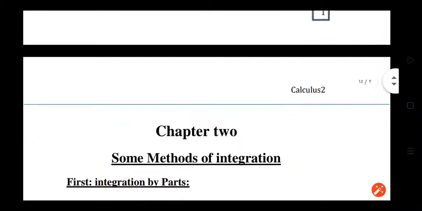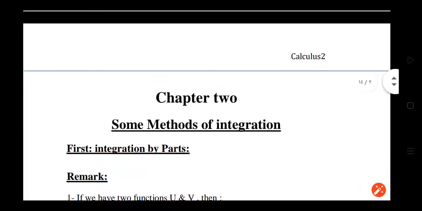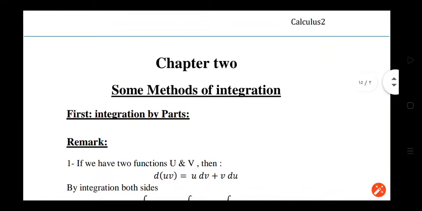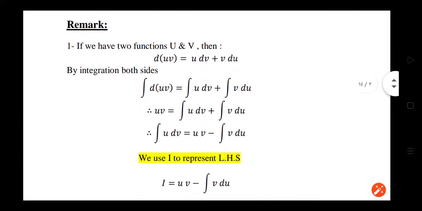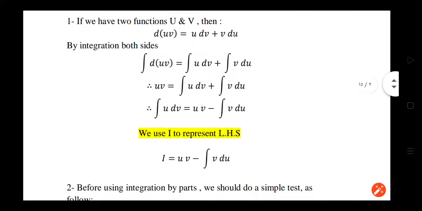Firstly, the first type of method is integration by parts. We should know some remarks to help us to solve some different examples. Firstly, we should know the rule of integration by parts. Integration by parts depends on having two functions.